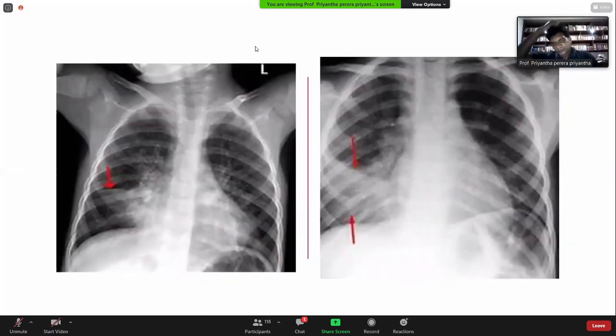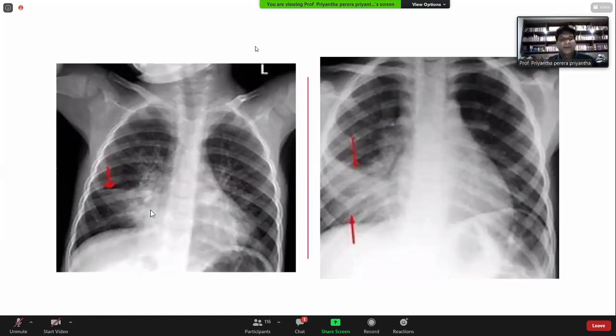What is this one? A 5-year-old child with fever and cough. What is the diagnosis? Middle lobe pneumonia. Right, middle lobe pneumonia. Good. So the heart border is lost clearly, right? Right heart border pain. Right?